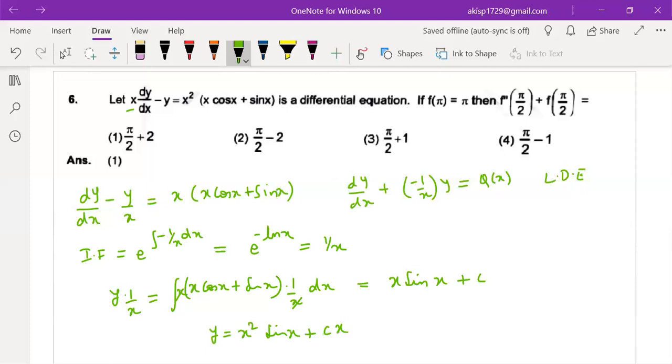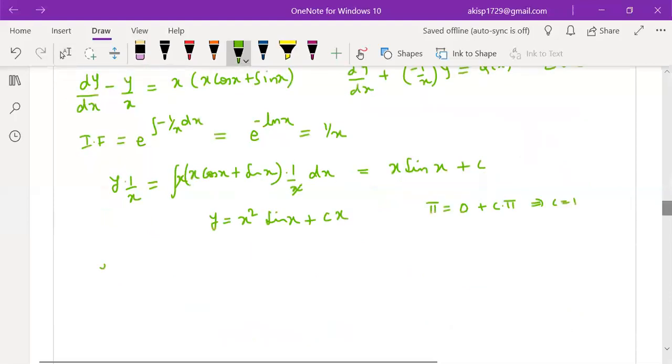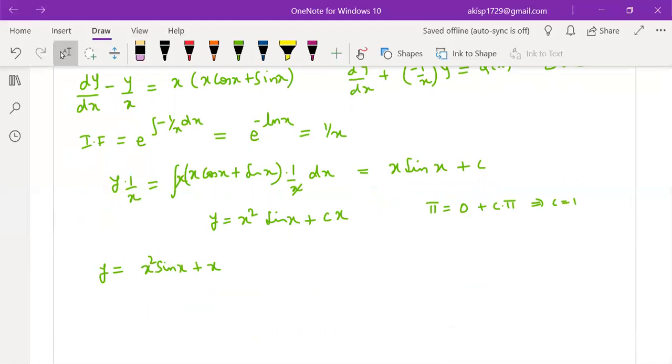But what is the constant? What is given to us is that we have this expression. We can see that it is given to us that f of pi is pi. So pi is equal to f of pi. The moment I substitute pi, I find the constant is 0. I got the expression y in this case as x square sin x plus x itself. Now what is asked of me is the derivative of this at pi by 2 and the double derivative of it at pi by 2.